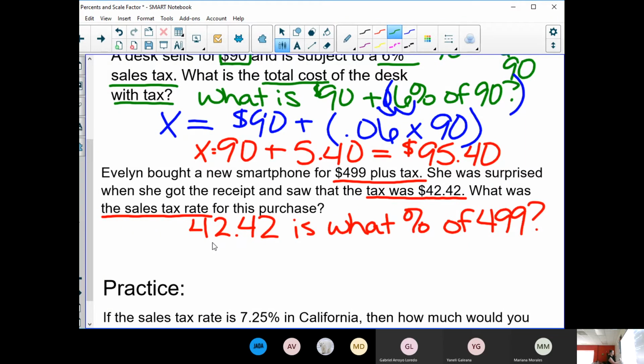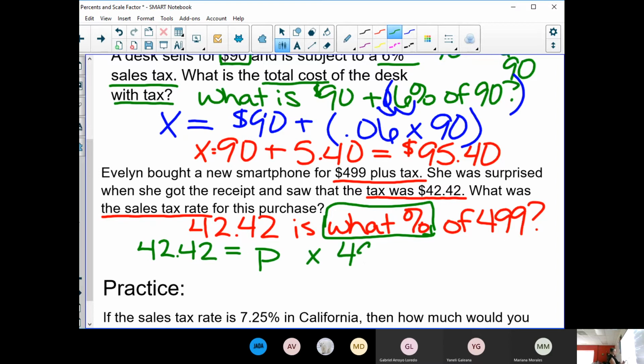So I'm going to rewrite. $42.42 is means equals. Now, what percent? We don't know this, so we can use any letter. We can use an X. Here we can use the letter P for percent. It's up to you. I'm going to use the letter P to mean percent, of means times 499. So here is my equation: 42.42 equals P times 499. Any questions about how I got that equation?